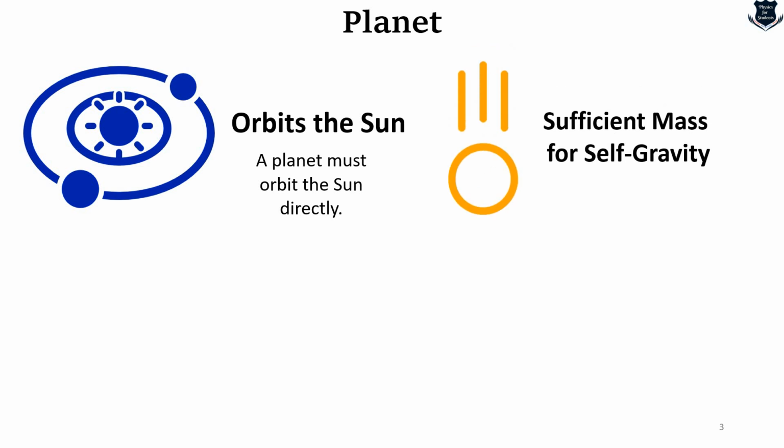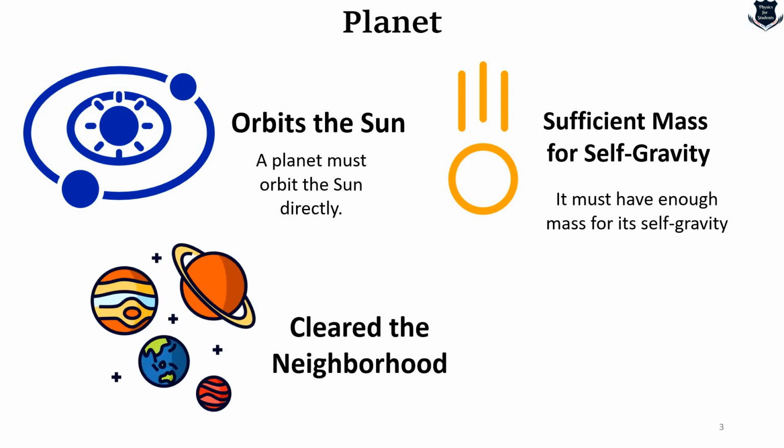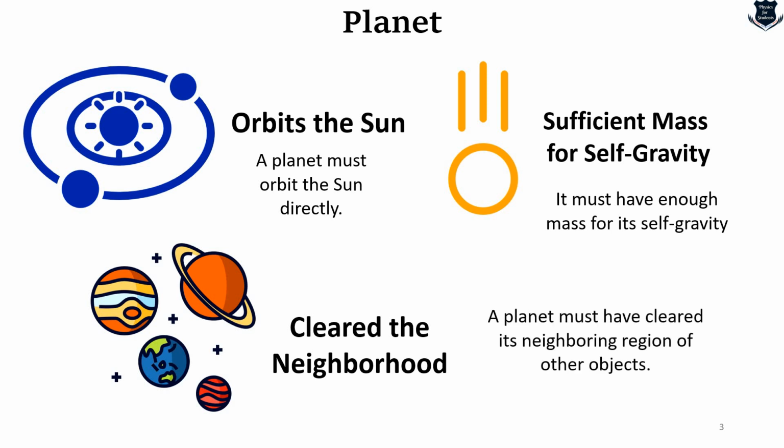The second one is that it should have sufficient mass for self-gravity. That means it must have enough mass for its self-gravity to overcome rigid body forces so that it assumes a nearly round shape, or what we can say a hydrostatic equilibrium. The most important part is that it should clear the neighborhood. A planet must have cleared its neighboring region of other objects. This means it has become gravitationally dominant and there are no other bodies of comparable size other than its moons or those otherwise under its gravitational influence.